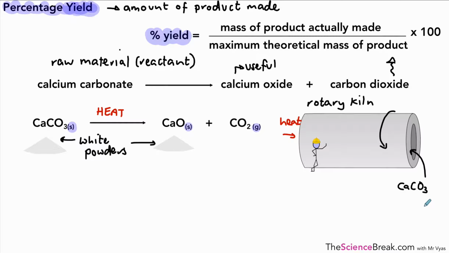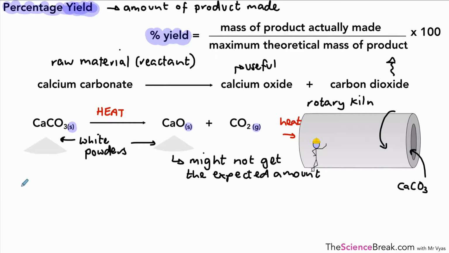to get the reaction actually happening. Now there could be a slight problem in this reaction because we want to get as much calcium oxide as possible, but sometimes we don't always get as much of the calcium oxide as we want, and there are various reasons. Now the list of reasons I'm about to give you for not getting the amount of product that we expect is not just applicable to this reaction. It could be applicable to a whole bunch of other reactions as well.